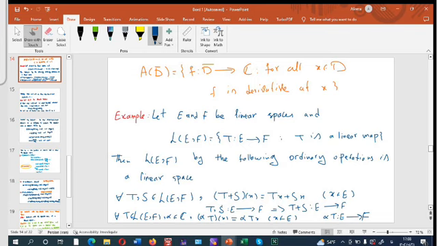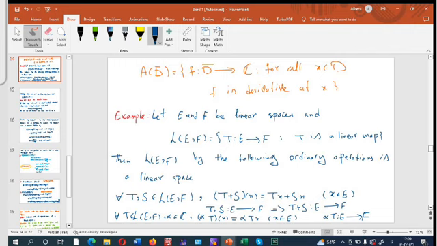These two operations, addition and scalar multiplication: for any T and S in this space, T plus S is a function from E to F again, by these function rules. And for any T in L of E and F, and for any scalar alpha, alpha T of x equals alpha multiplied by T of x. So alpha T is a function from E to F.